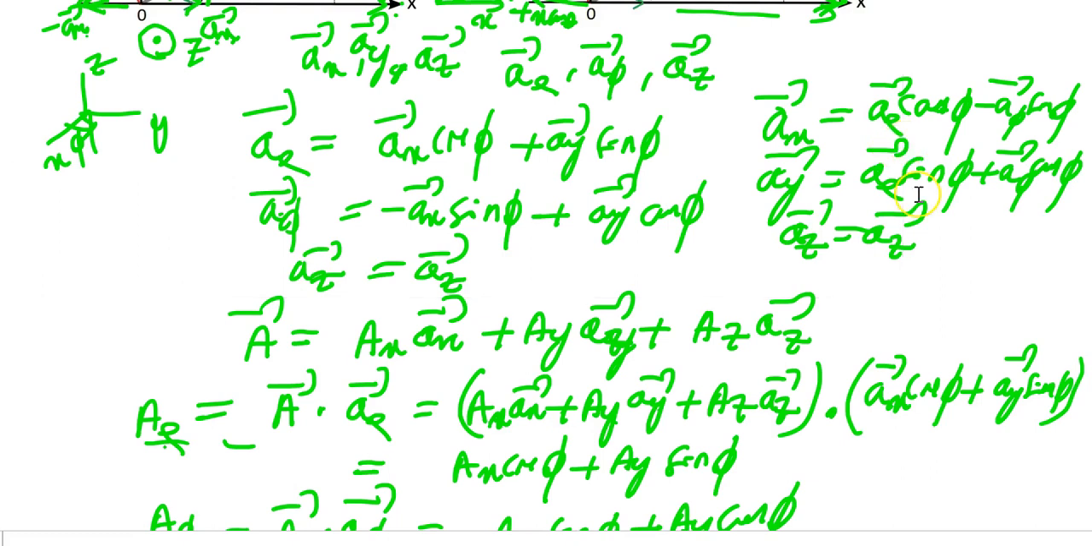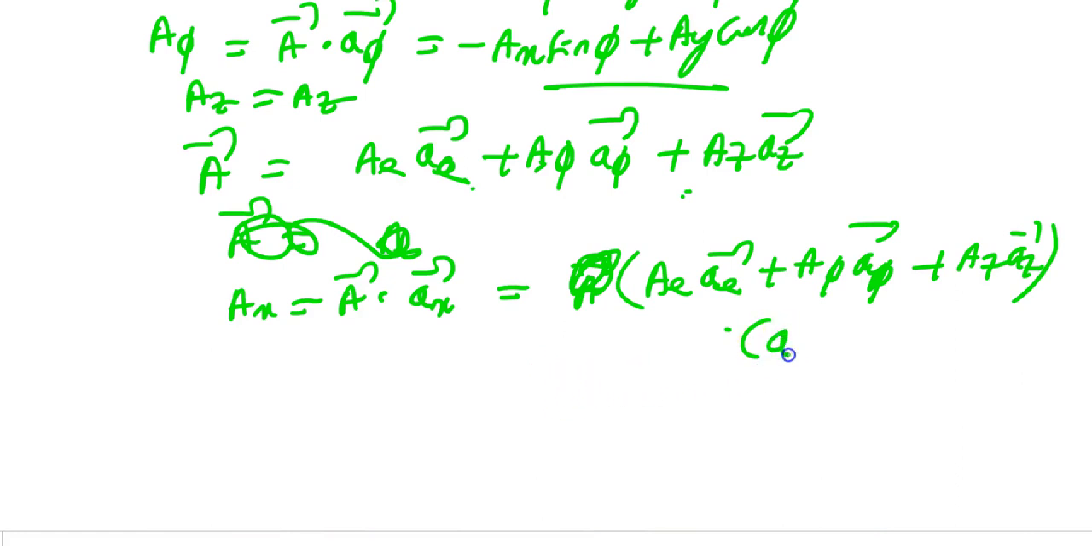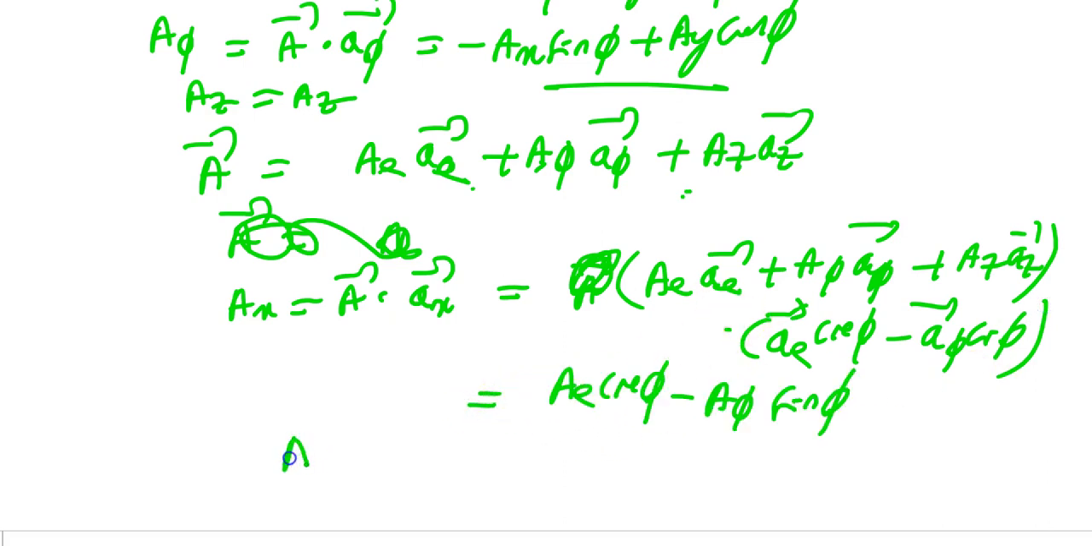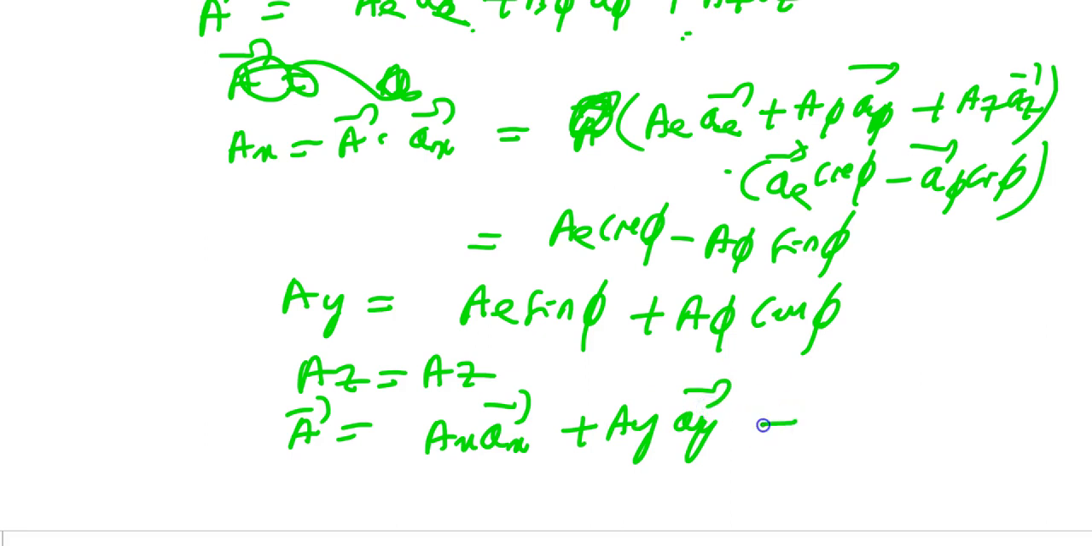Here it is a_rho cos phi minus a_phi sin phi. So from here you can find ax, and similarly you will find ay, and az stays the same az. Now you can write the vector as ax plus ay plus az. That's all.